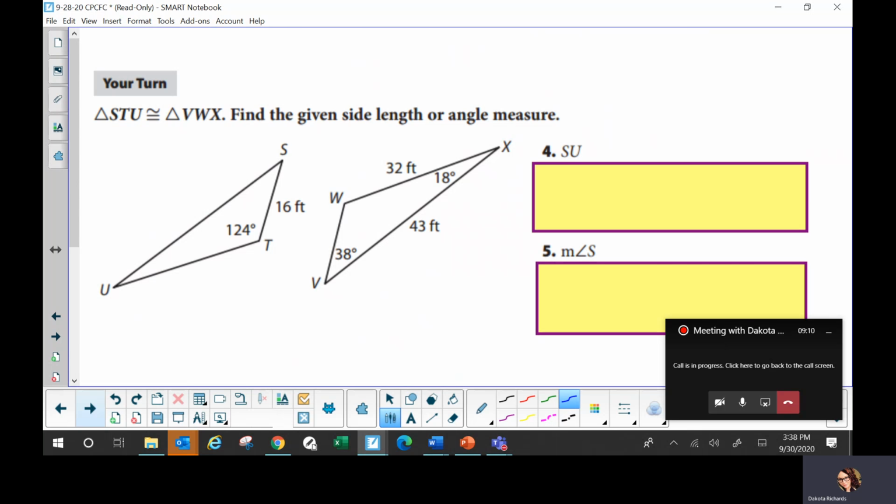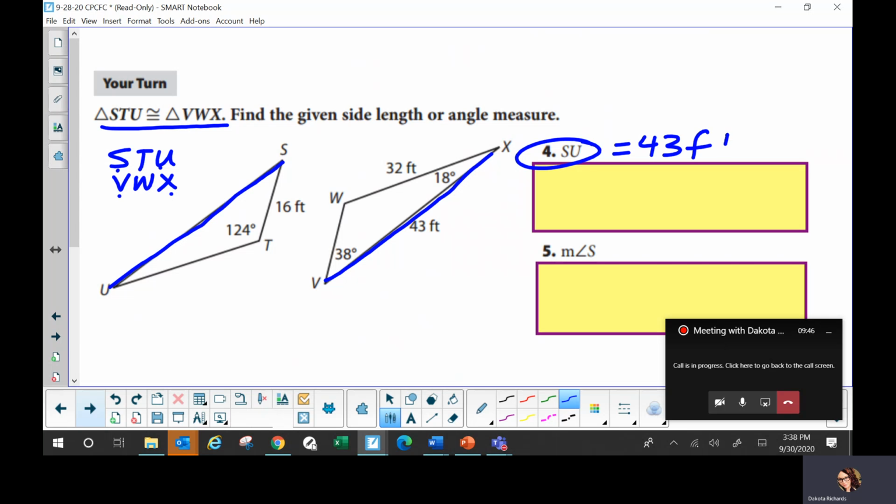Okay, so here we have triangle STU is congruent to triangle VWX. So again, stack those on top of each other. And it's asking you to find, on number 4, SU. SU is here. In my little chart, S and U corresponds with V and X. V and X, that side is 43 feet. So SU is 43 feet.